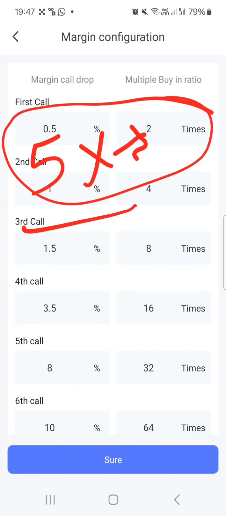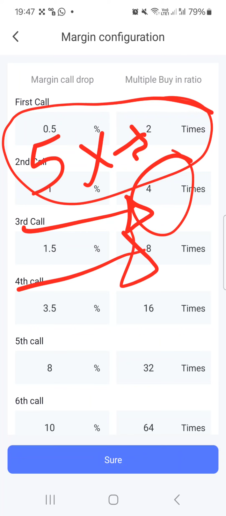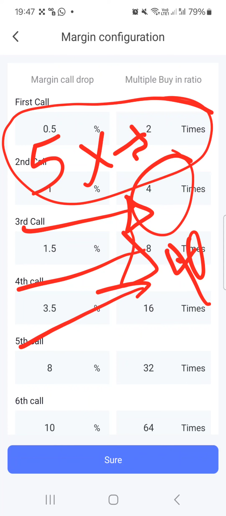The second call, $20. Third call, 5 times 8. What is 5 times 8? 5 times 8, it will put $40. And so on and so forth.